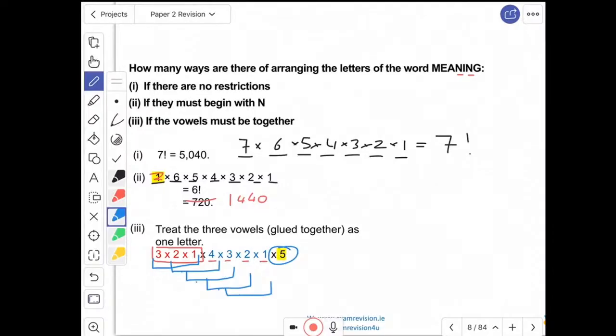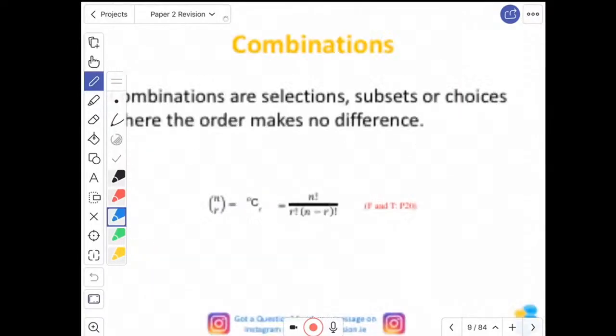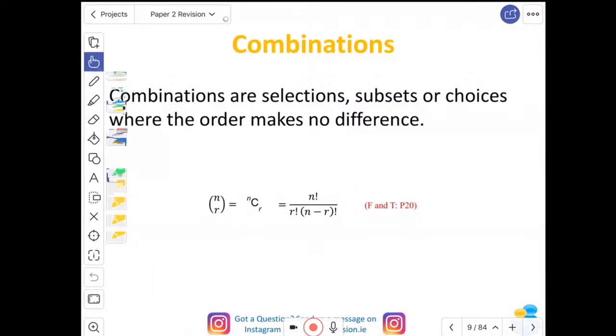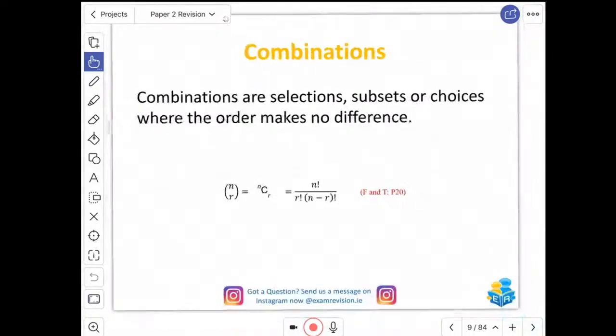Okay, so that's just a quick example of showing you where you're looking at your seats and you're trying to spread all of the letters amongst the spots with and without restrictions. Okay, moving on to the next one then.